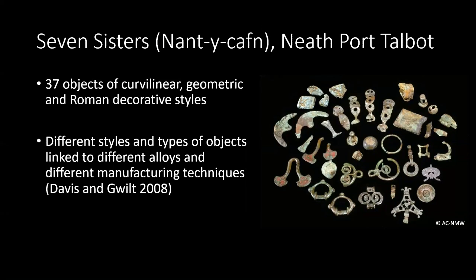hoard was able to show was that different styles and different types of objects could be linked to different alloys and different manufacturing techniques, which firstly suggests that this hoard was brought together across a range of communities, each contributing objects from their own decorative style. We may also be seeing different craftspeople, and this very much emphasizes what Garen Gosden have talked about in terms of hoards as snapshots of networks, and there are other Celtic art hoards that show similar sorts of ideas.